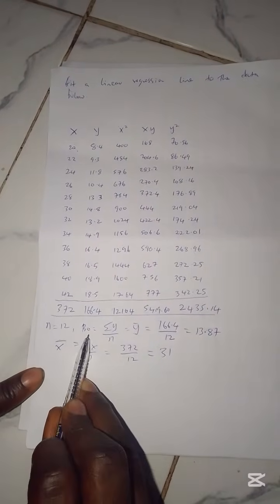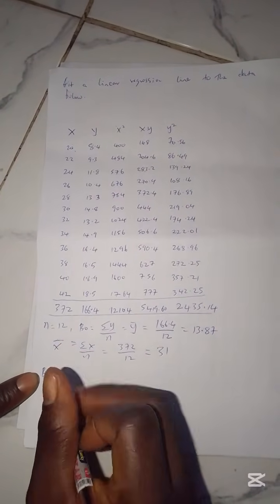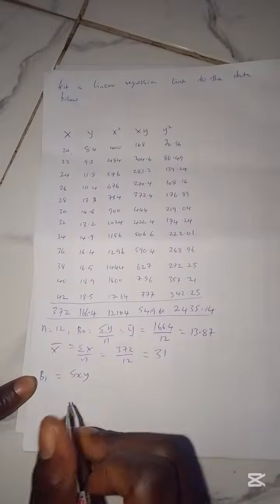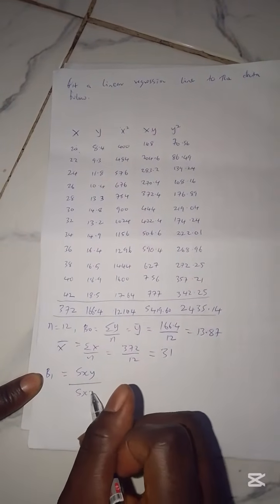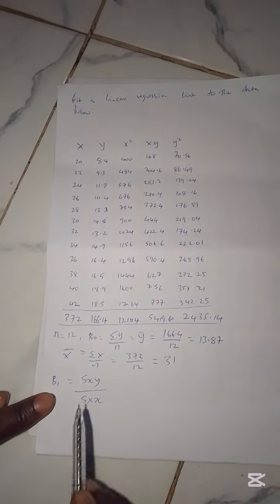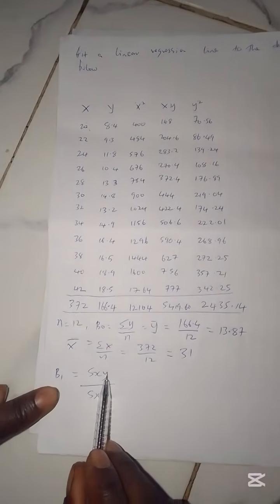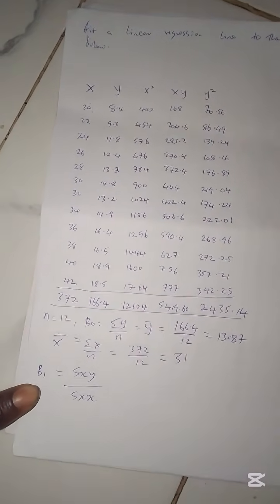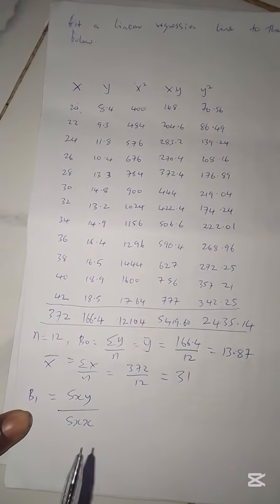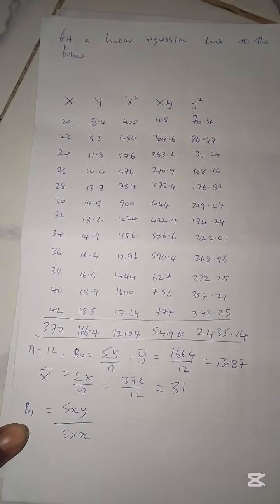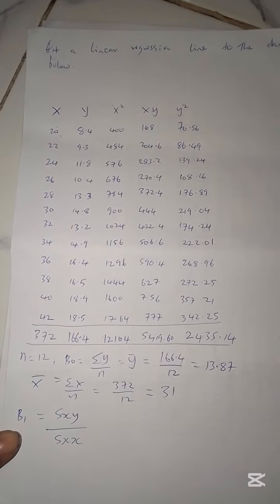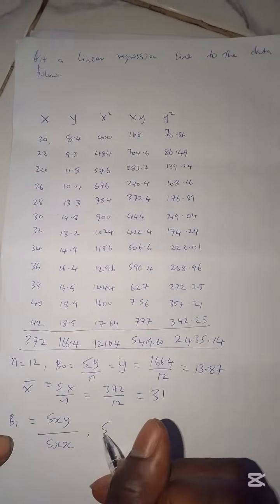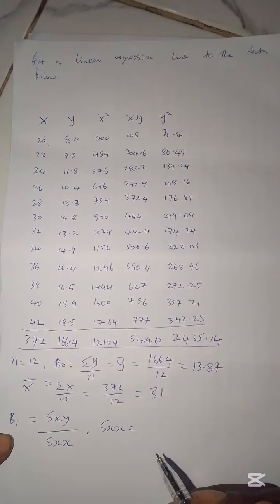So we have gotten this. We've gotten b0. Let's get b1. b1 is equal to Sxy over Sxx. But we have not gotten Sxy. We have not gotten Sxx. So first of all, let us get Sxx. Remember that Sxx is equal to what?